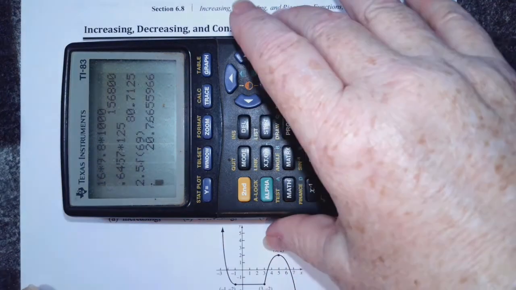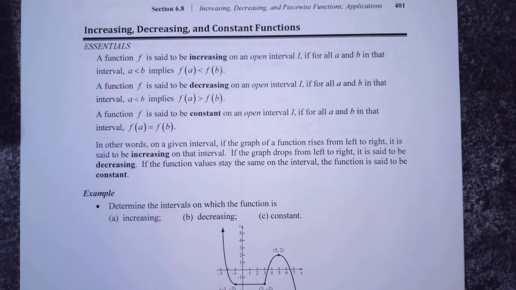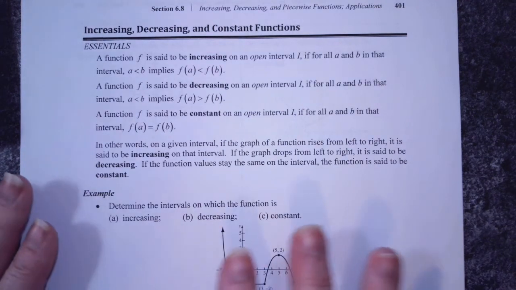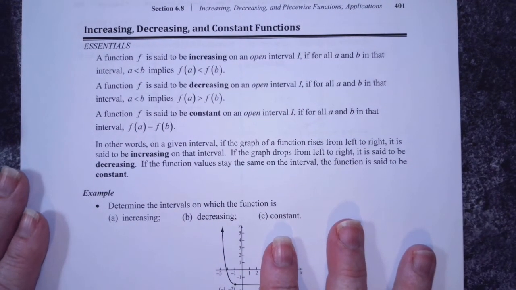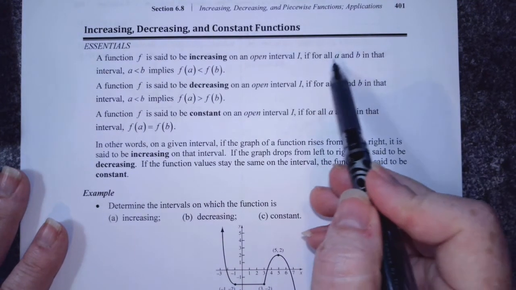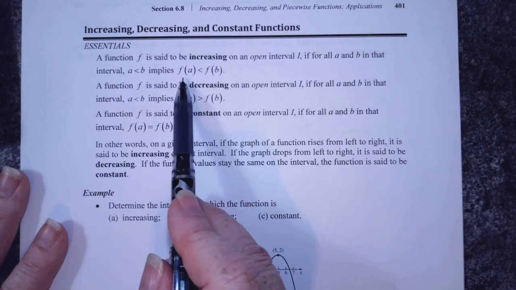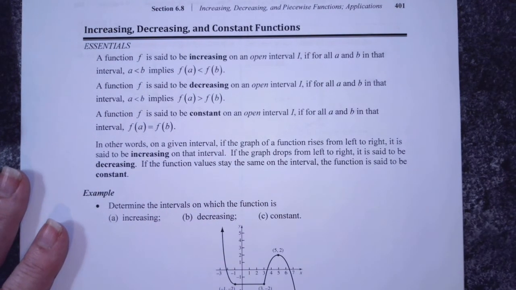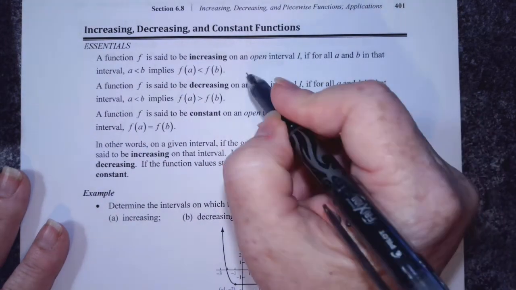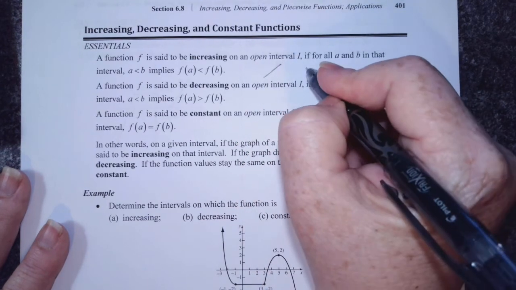Good. Now, I say that before I let you look at this definition, because when we look at the definitions of increasing, decreasing, and constant, it can be a little scary. Mathematically, it says a function is going to be increasing on an open interval if for all a and b in that interval, a is less than b implies that f of a is less than f of b. That's just a mathematically precise way to say that if your function is increasing, your graph is going up to the right.